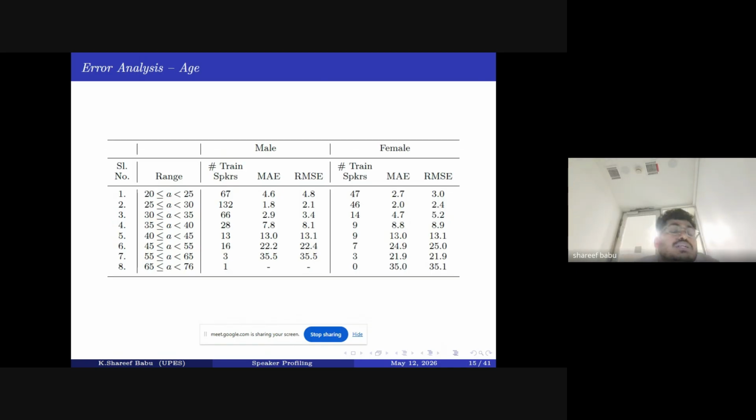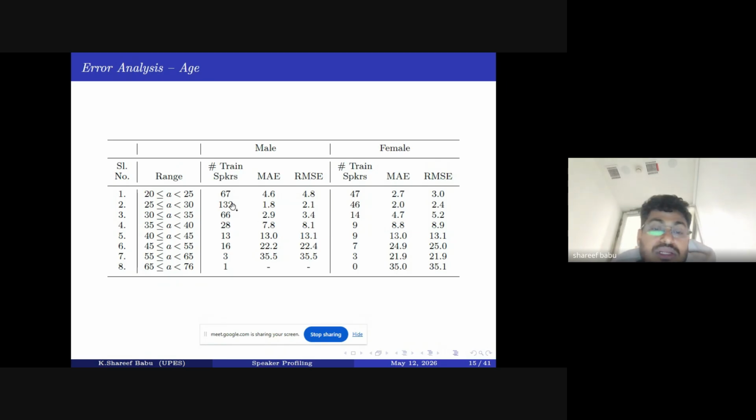Then we look at the age prediction as well. The TIMIT dataset has an age range from 20 years to 76 years. If you observe, after 40 or 45 years, these ages are very poorly represented.